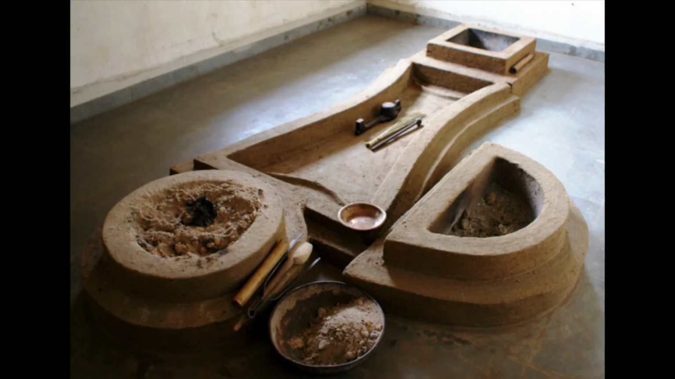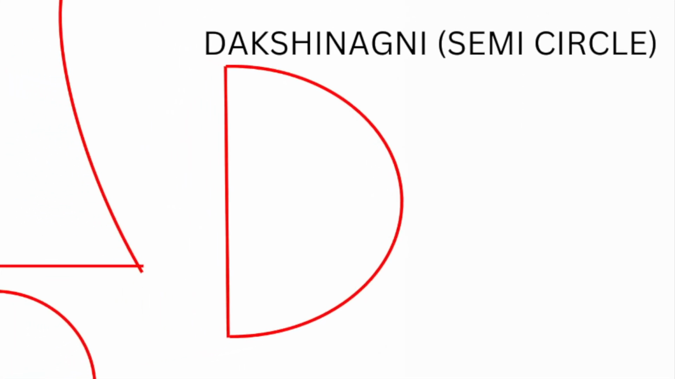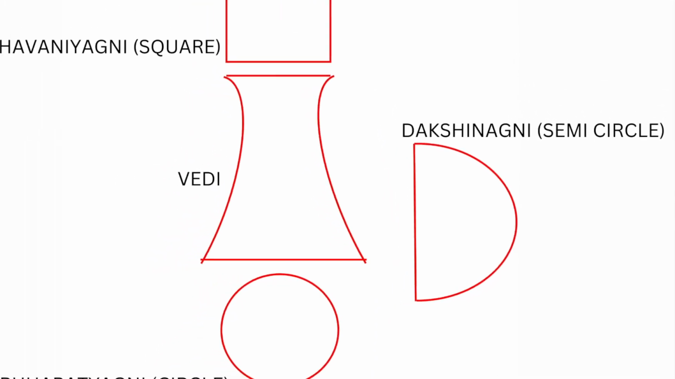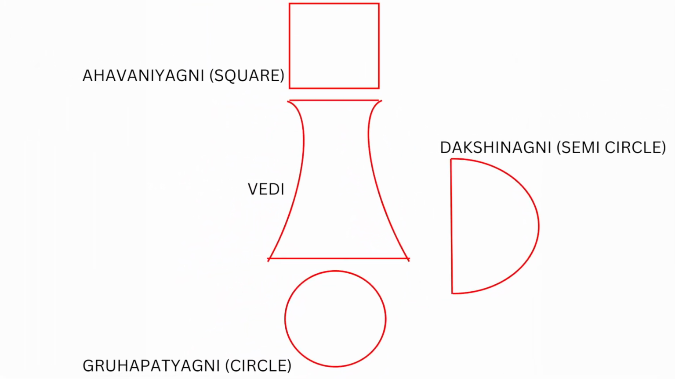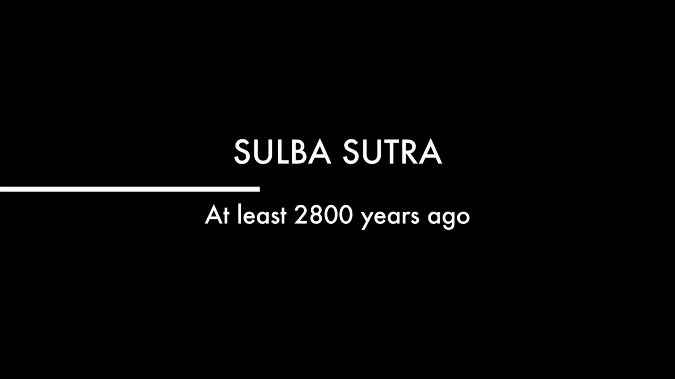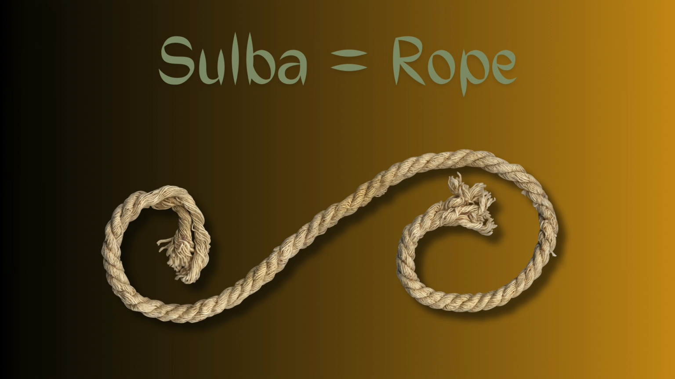Some of the examples are Kurma, Vritta, Shayana, and Chaturasara. Let's consider Triagni as an example, incorporating three different distinct shapes: square, circle, and semicircle. The requirement is that the areas of these three different shapes must be identical. This was achieved by Sulba Sutras. Sulba means rope, Sutra means principles.